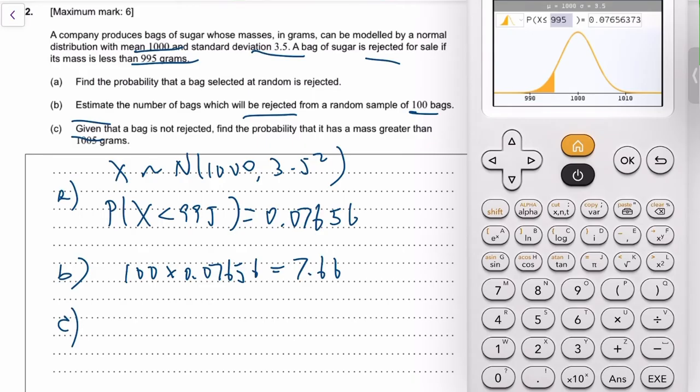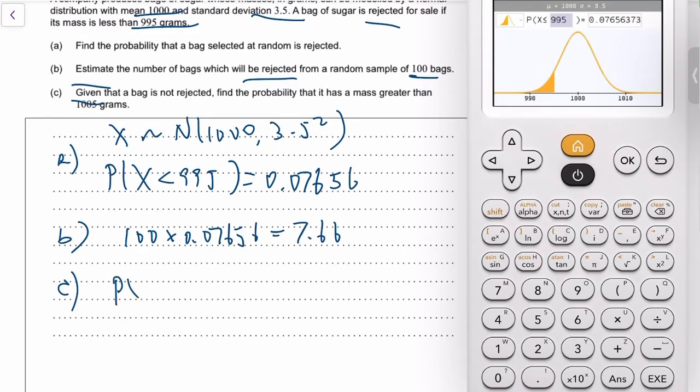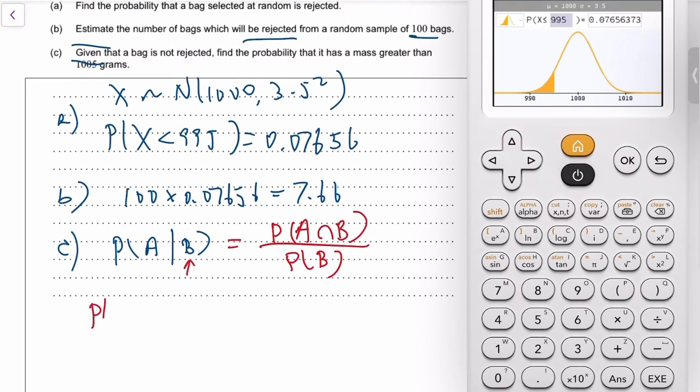Then we have a given problem. So you're supposed to use the conditional probability formula, which is provided. B is the given thing. So the formula goes A intersect B over the probability of B. In here, A is what they want. They want it to be greater than 105, given. What's the given thing? The given thing is that the item is not rejected. It is rejected if it's less than 995, so it's not rejected if it's bigger than 995.